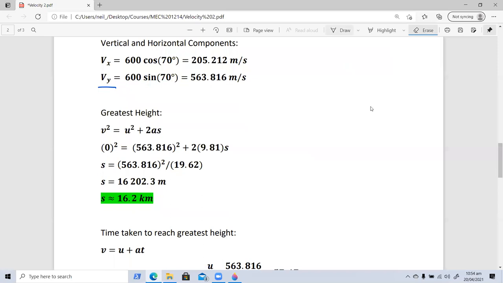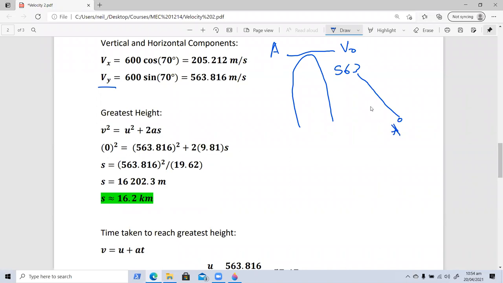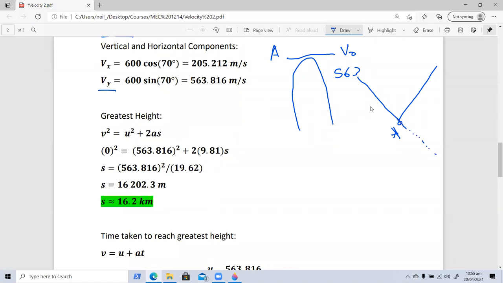So greatest height. At the point of greatest height here, velocity is going to be zero, right? Because again, it's going to start off at some 563, decelerate down to zero, then accelerate in the opposite direction, or continue decelerating this way, depending on how you want to write your graph, back to 563. So final velocity is zero because we're analyzing this half of the graph alone.